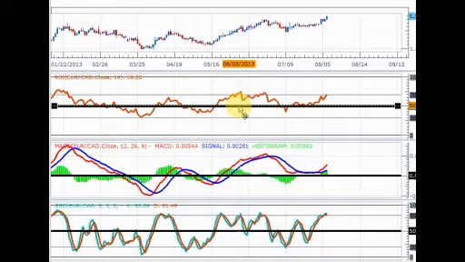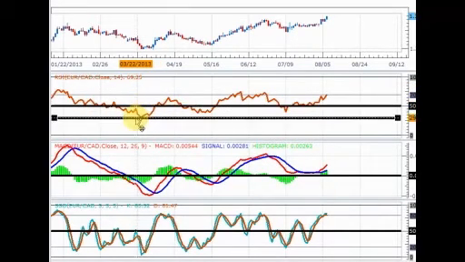RSI simply is going to calculate the average gains relative to the average loss of our price action to develop an overbought or oversold signal. When we look at our uptrend on the EuroCAD, traders will wait for the indicator to dip back down below oversold, which is going to be denoted underneath 30. When momentum turns back up in the marketplace, this will offer us an opportunity to buy.